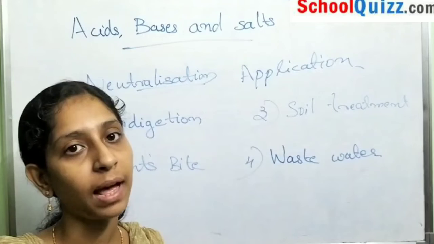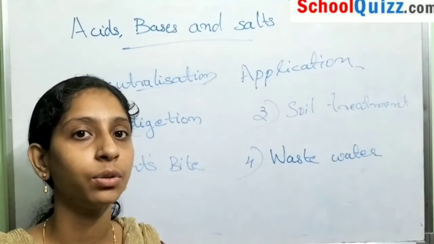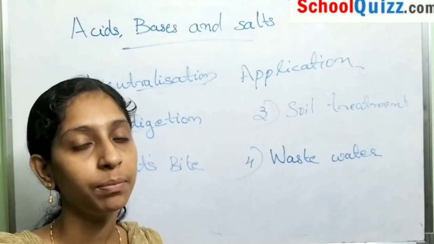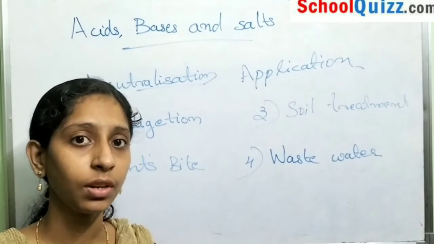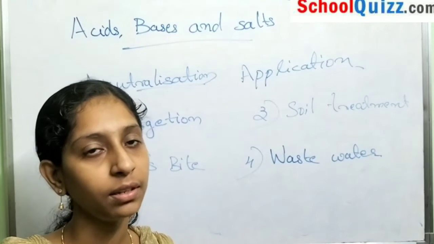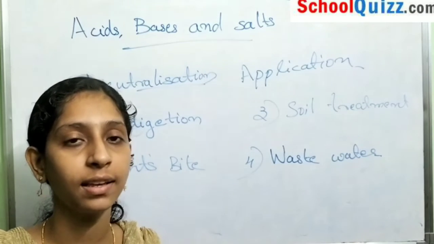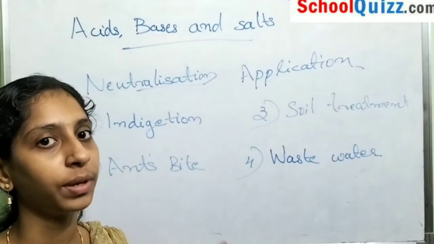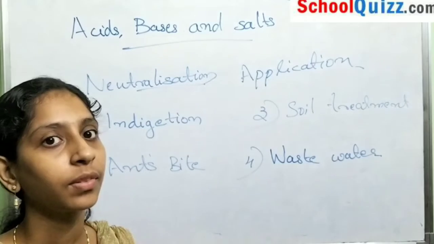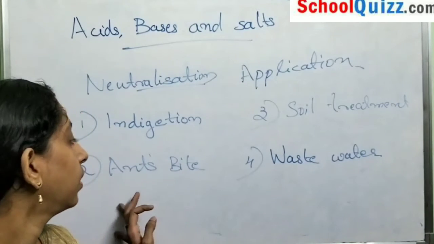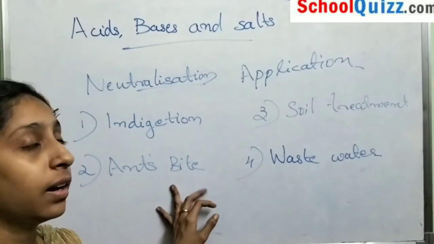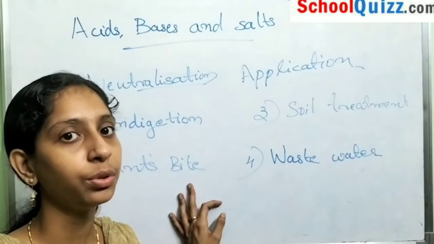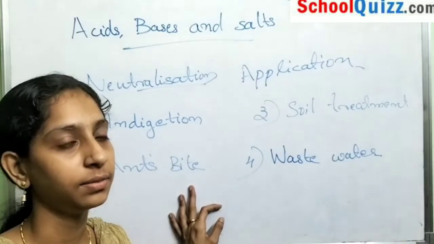Ant bite. When ants bite, formic acid is injected into our body. When we rub with baking soda or calamine solution containing zinc carbonate, which are bases, they react with formic acid and neutralize it. We use baking soda and calamine solution here to neutralize the formic acid.